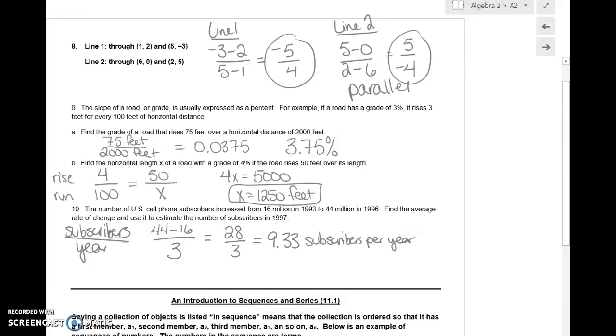Random numbers on the paper tend to be confusing. If you can write some words next to those to help it make more sense, that's going to help you. So if we're increasing by 9.33 subscribers per year, in 1996 we have 44 million. 1997 is one more year, so we would need to do 44 million plus 9.33 million subscribers per year to get 53.33 million subscribers.